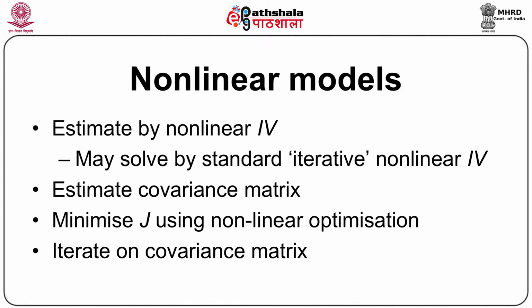Now, in the next, let us consider the nonlinear model. Estimate the model by nonlinear instrumental variables, solving with the standard iterative nonlinear instrumental variable method, and estimate the covariance matrix. Then minimize J by using nonlinear optimization, and iterate the covariance matrix to get the optimal covariance matrix.